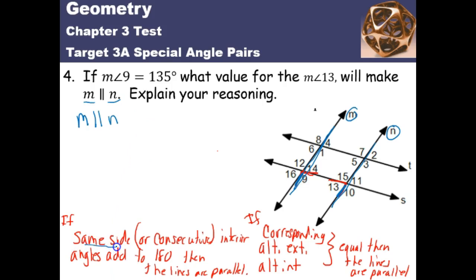So we know that M is parallel to N because what does it say about same side interior? Same side interior angles have to do what? They have to add to 180. So 13 is not going to be 135. 9 is 135. But these two angles have to add to 180. So I'm going to say 180 minus 135. I'm going to do the math. 10 minus 5 is 5. And 7 minus 3 is 4. So 13 has to be 45. Now if 13 is 45 and 9 is 135, then they'll add up to 180, which will make the lines parallel.